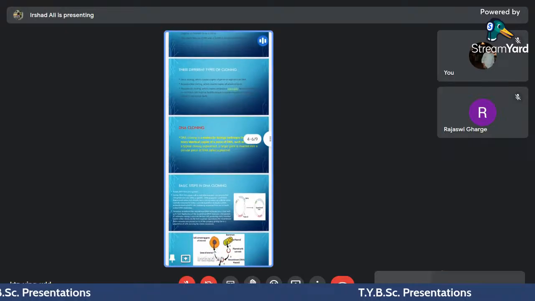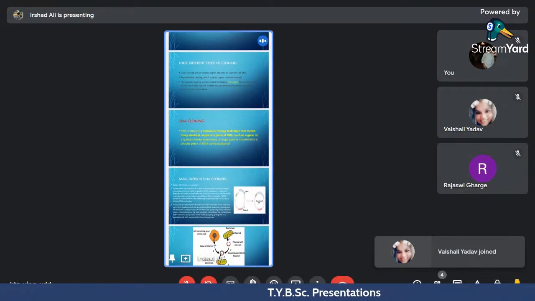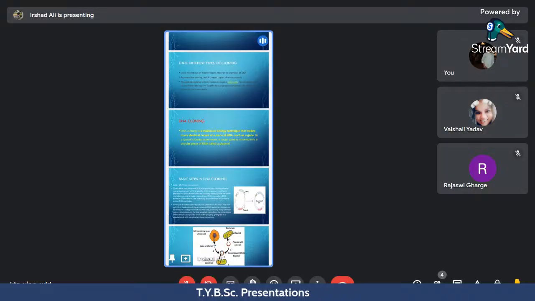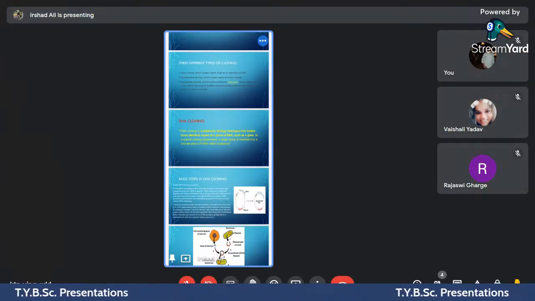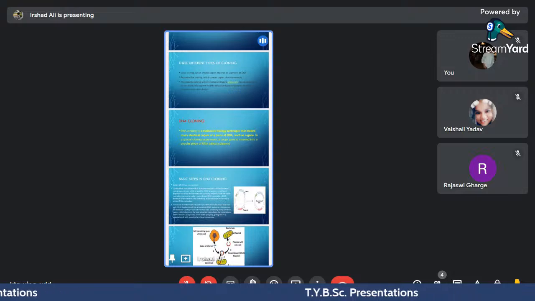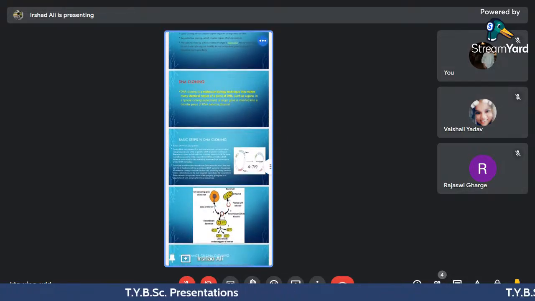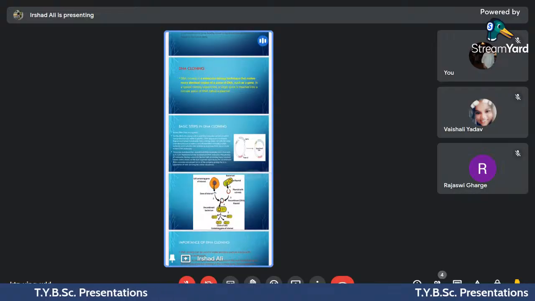And what is DNA cloning? DNA cloning is a molecular biology technique that makes many identical copies of pieces of DNA, such as a gene. In a typical cloning experiment, a target gene is inserted into a circular piece of DNA called a plasmid. And what are the basic steps in DNA cloning?